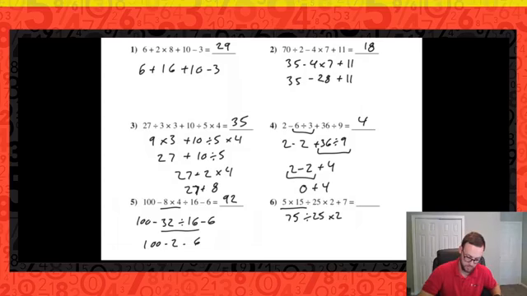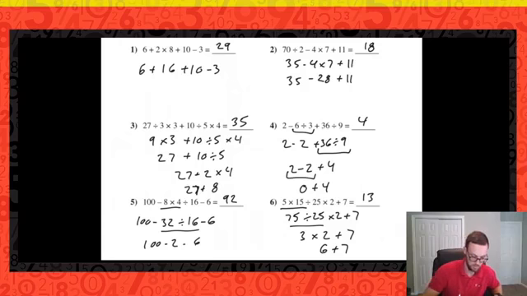Divided by 25 times 2 plus 7. So I'll do division again next. 75 divided by 25 is 3. 3 times 2 is 6. And 6 plus 7 is 13. Good job.